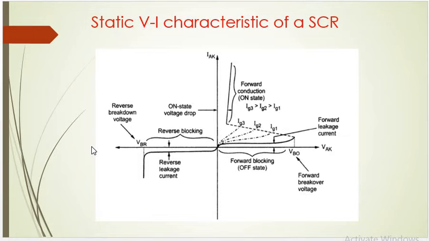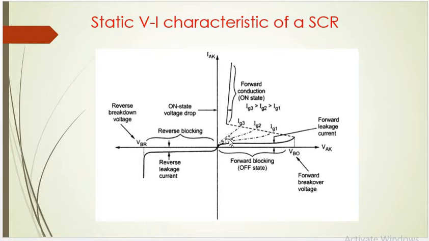Your SCR will conduct in the forward conduction mode. Before that is the forward blocking state with forward leakage current. After it attains the breakover voltage, mentioned as VBO, the forward breakover voltage, it starts to conduct. That is the forward conduction on state. When the gate current is increased, the breakover voltage occurs a little earlier. So IG3 is greater than IG2, which is greater than IG1.